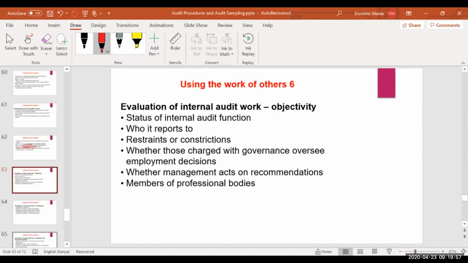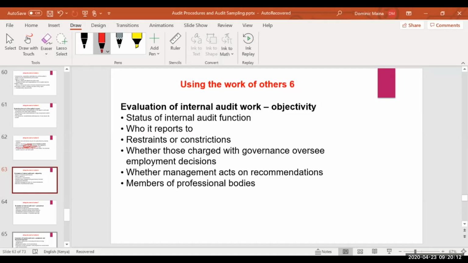Then also something you can check is whether they are a member of professional bodies. Don't forget that when it comes to the internal audit department, to internal auditors, there's no legal qualification they're meant to achieve.